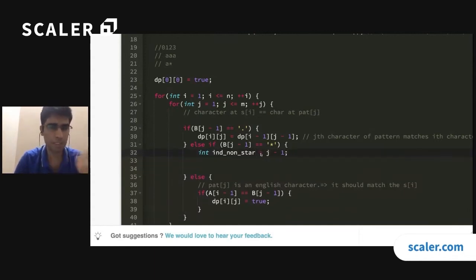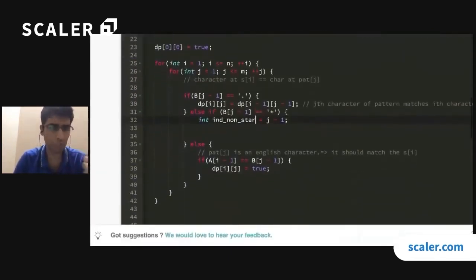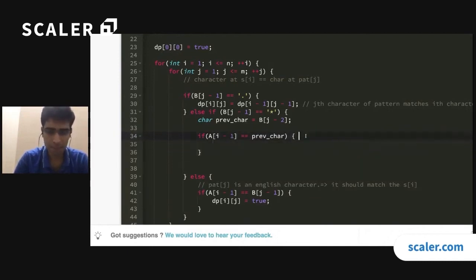Yeah, it will always be the previous character, as we assume that the patterns are well defined. So I can say that the previous character is equal to pattern j minus 2. Okay, so what are the cases now? The first case is that the string at i minus 1 is equal to the previous character. What does this mean? This means it matches one occurrence of the preceding character.